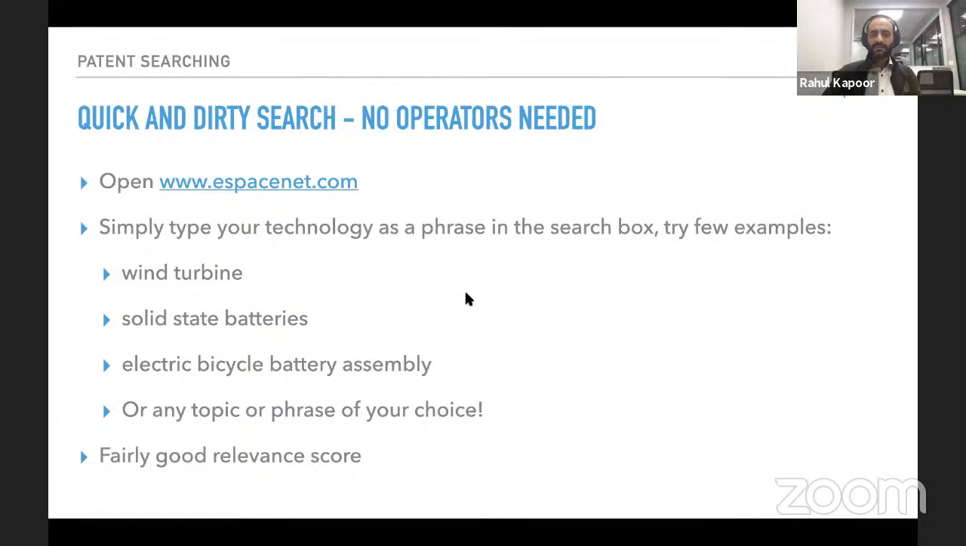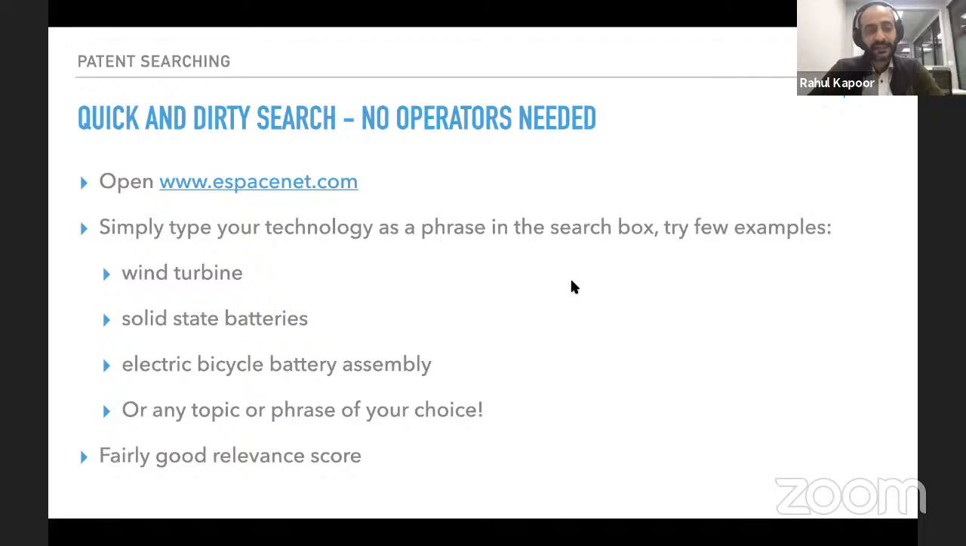Okay, so let's do a quick and dirty search. I hope everyone has espacenet.com. The first thing I want you to do is search what you have in your mind, whatever your technology is. Just type it as a technology phrase. Don't think about operators. Just type, say, wind turbine.